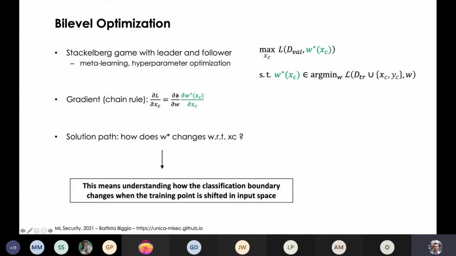Now, if you look at this derivative here, this is very interesting because it's the function that tells you how the parameters of the classifier, so the optimal weights of your neural net, for example, change as soon as you modify xc, a point in your training set. That's really the key question here. The difficult part of this task is understanding how the classification boundary changes when you shift the training point, the poisoning point, in the input space. And this is the real challenge with respect to adversarial examples, because when you optimize adversarial examples, the classifier is constant. When you optimize poisoning attacks, you are also changing the classification boundary. So that's why the formulation is much more complicated here.